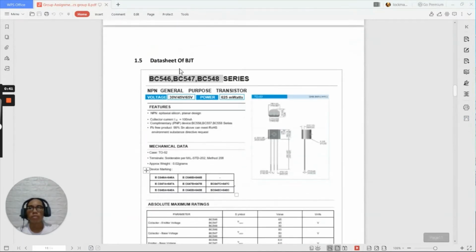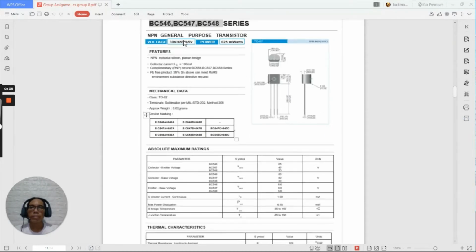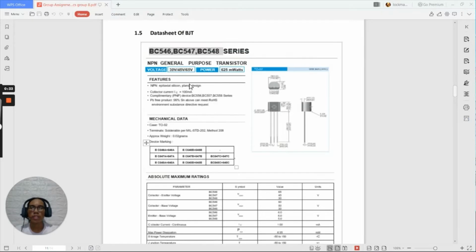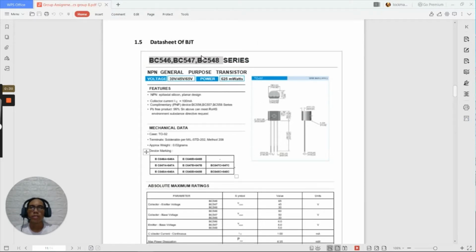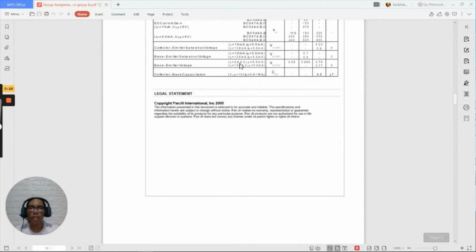Okay, now we move on to the data sheet of BJT. For me, I choose the BJT 547, and this is the data sheet that I found on Google. Okay, as you can see here.